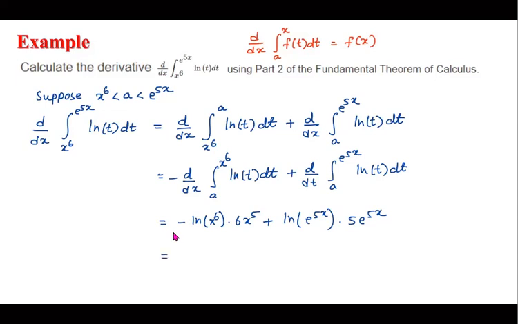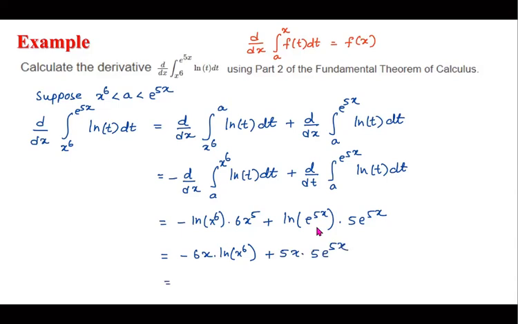So I can write that as negative 6x to the 5 times natural log of x to the 6, and then plus, see, this one is natural log of e to the 5x. So these are inverse functions. The natural log and the exponential function are inverse functions. They undo each other, and we are just left with 5x. So that is 5x times 5 times e to the 5x.